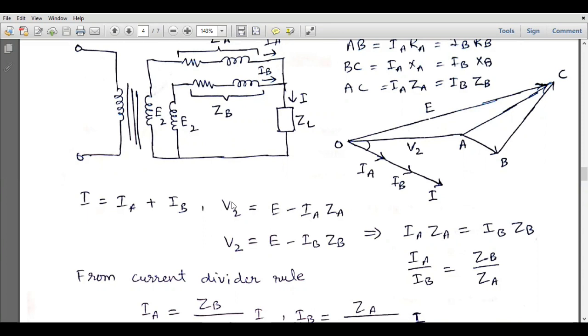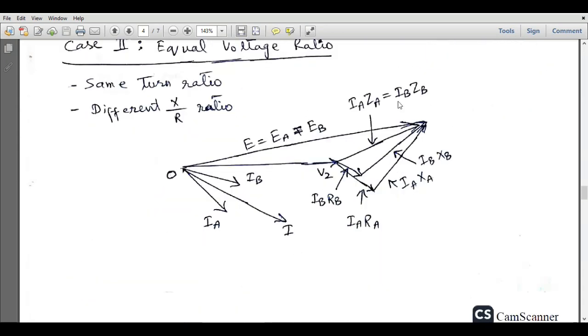Since the voltage transformation ratio is the same, V2 is definitely the same, and E will also be the same. Since the transformation ratio is the same, these two quantities have to be the same as well. So IAZA is equal to IBZB. The vector sum of these two vectors and of these two vectors will be equal to IAZA, and it will also be equal to IBZB. So their vector sum is the same, but the individual voltage drops across transformer A and transformer B will be different. And this is equal to E, which is equal to EA, and also equal to EB.